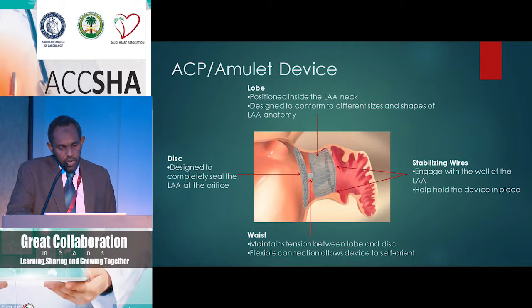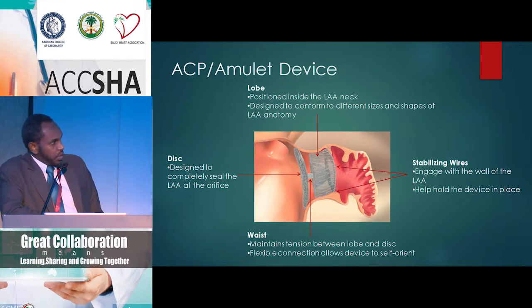Coming over to the ACP or Amulet device, basically it differs from the WATCHMAN in the sense that it has two structures. The first structure is the lobe, which anchors the device in the left atrial appendage at the neck. And then the second structure is the disc, which covers the ostium of the left atrial appendage. And between the two, there's a waist. And again, this is all nitinol, which makes it flexible.